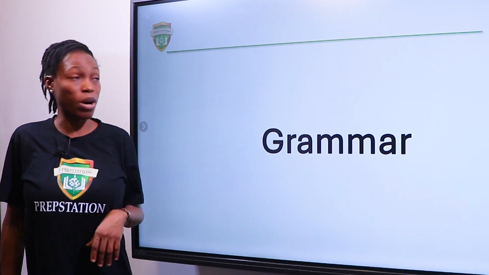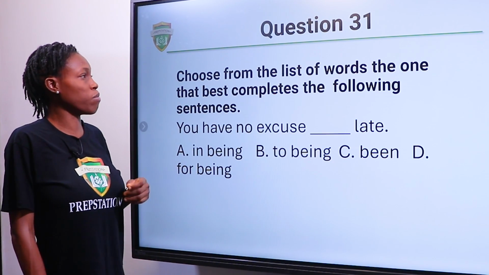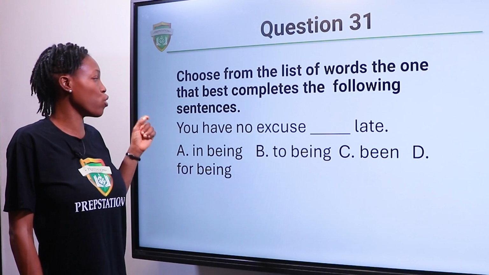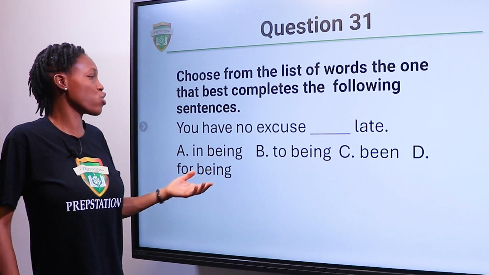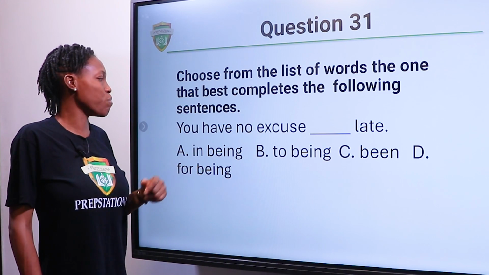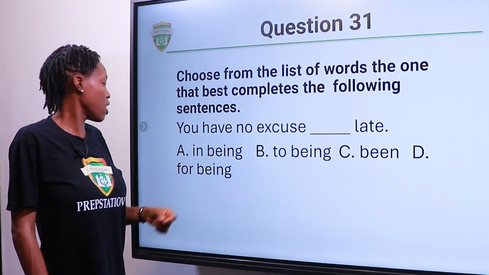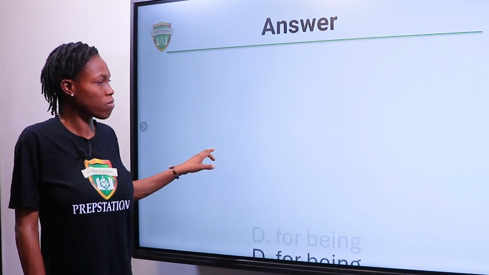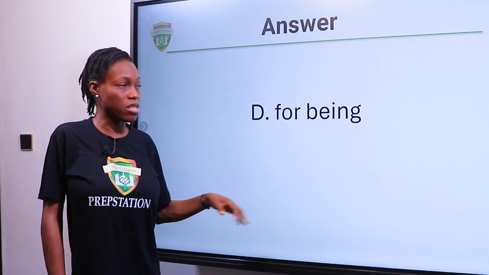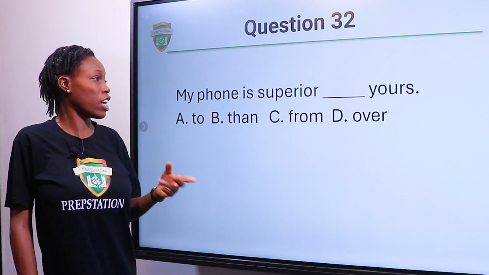Now let's look at the grammar here. Choose from the list of words the one that best completes the following sentence, similar to the Lexis and Structure. You have no excuse dash late. A, in being, B, to be, C, for being. The answer is for being late.